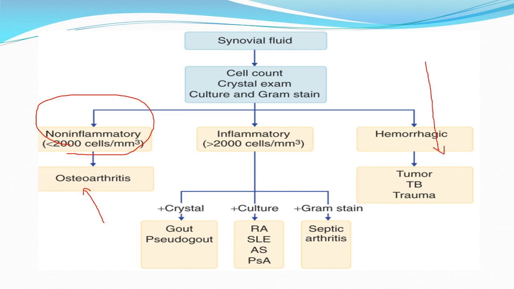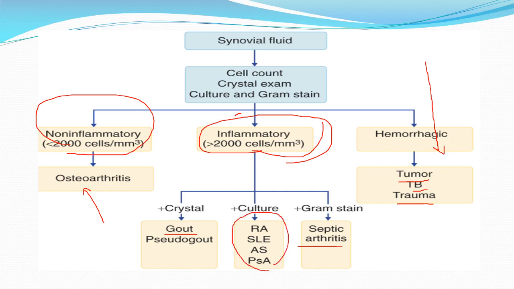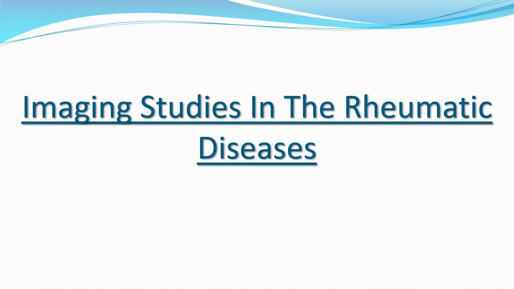Once you get hemorrhagic effusion, you should suspect it is either traumatic or tumor or tuberculosis. Or you can get an inflammatory effusion. Inflammatory effusion, we see it in cases of gout or septic arthritis or certain other cases like rheumatoid arthritis or systemic lupus. Now, we proceed into the imaging studies.